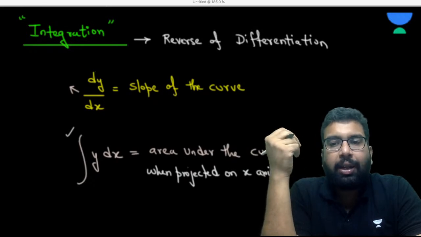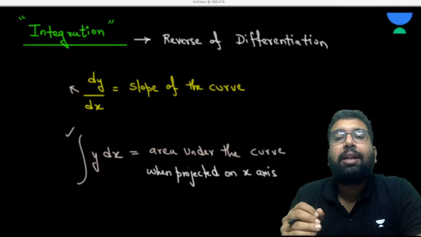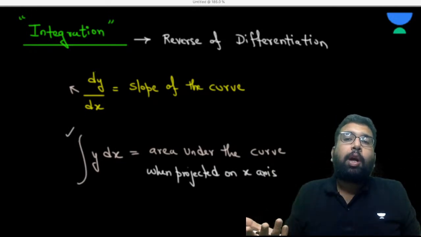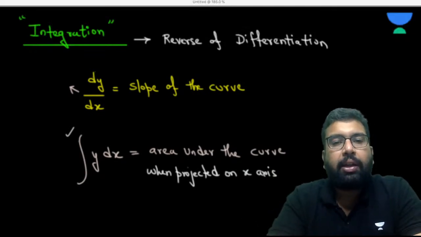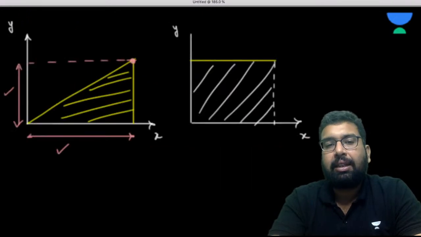So basically when you are integrating a function, you are finding the area under the curve when it is projected on the axis about which you are integrating. For example, here, integration y dx, the area under the curve when projected on the x-axis, like here.